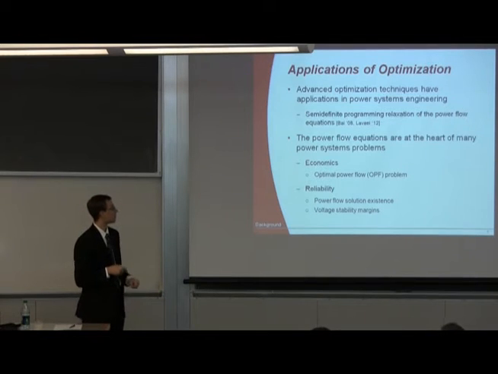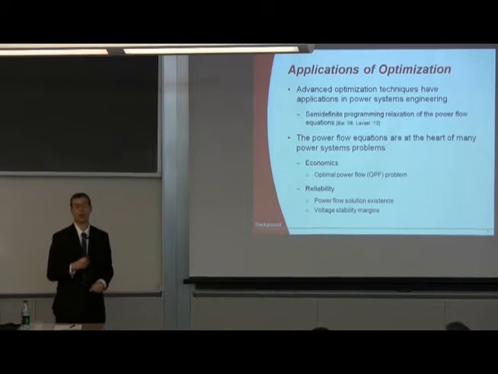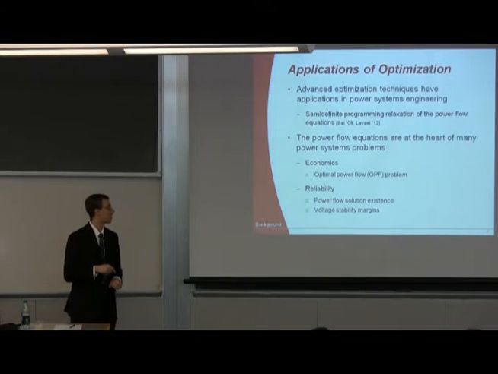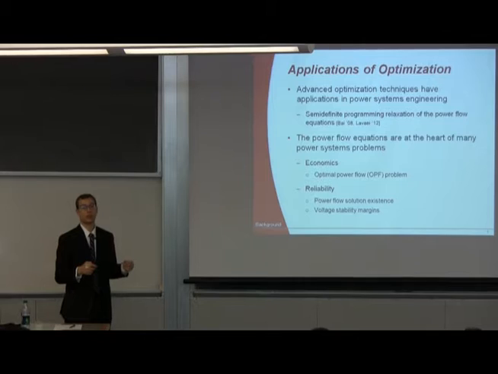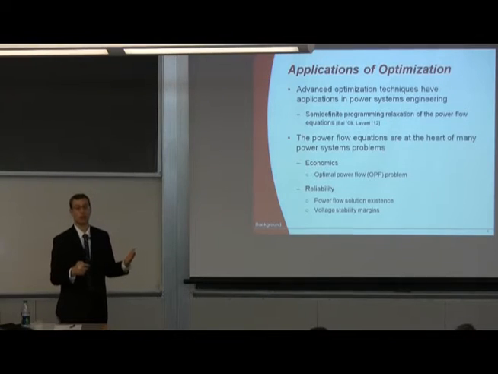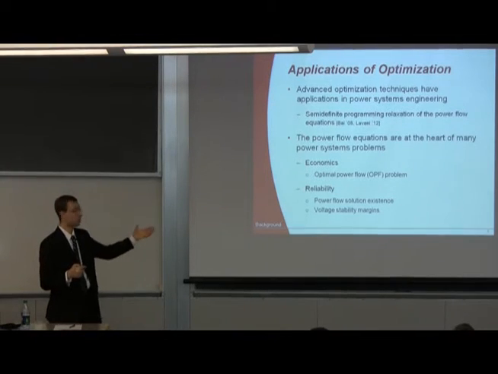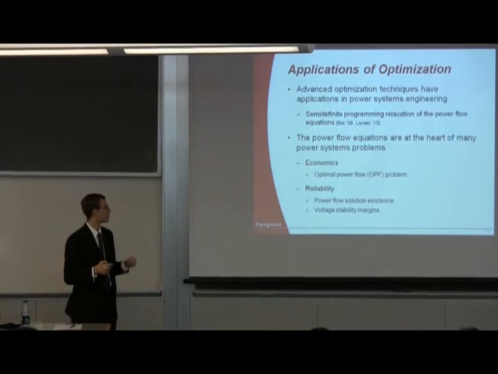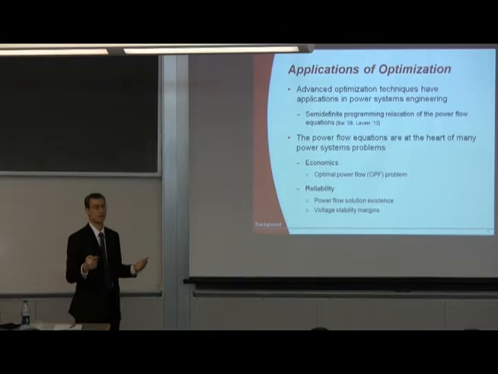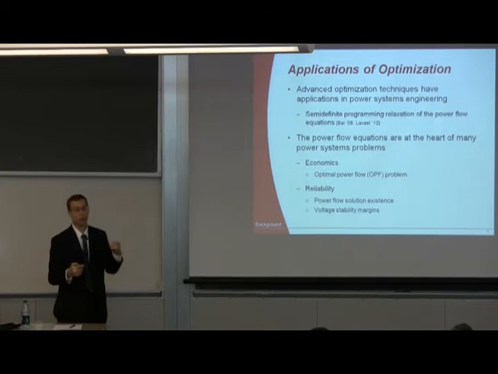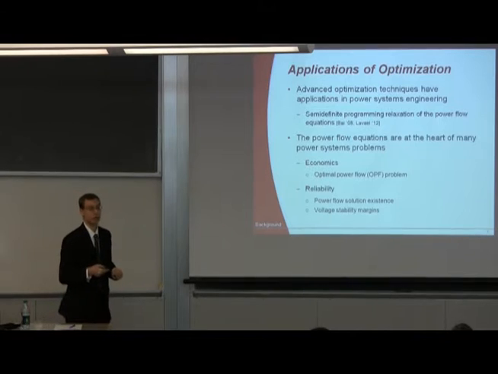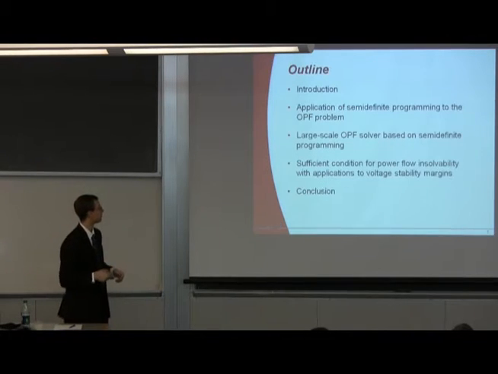We're going to be applying it to problems in economics, and the problem we'll be looking at is called the optimal power flow problem, and in reliability, where we're interested in when do these power flow equations have a solution? How can we see when there's not a solution to these equations? Because that means we've blacked out our system. And we're also interested in voltage stability margins, and this is to say, if we have a solution, how close are we to not having a solution? In other words, how close are we to a reliability problem of blackout?